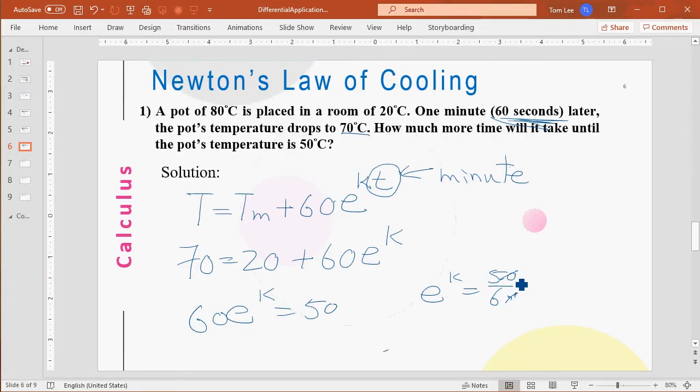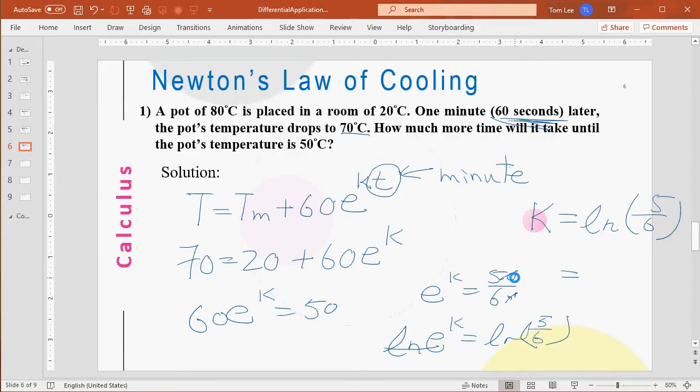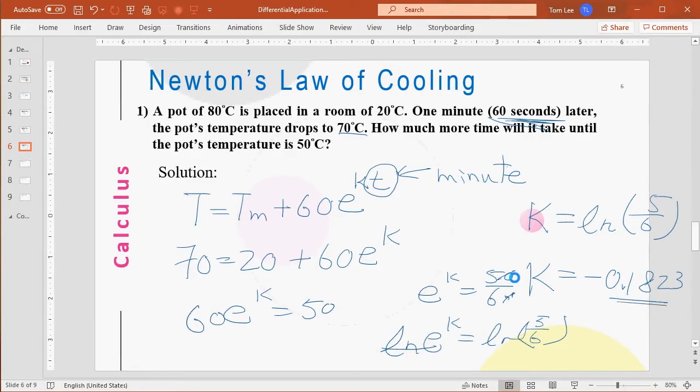So we take logs of both sides. We got log of e to the power k equal to natural log of 5 over 6. Then the natural log and e cancel out, so k is equal to the natural log of 5 over 6. Using the calculator, we got k equal to minus 0.1823. I take 4 decimal places. Then I plug the k into the general equation.